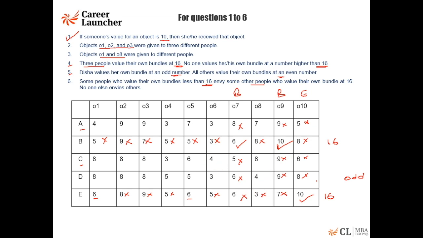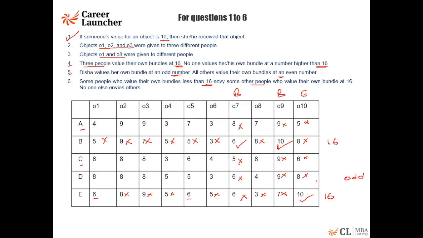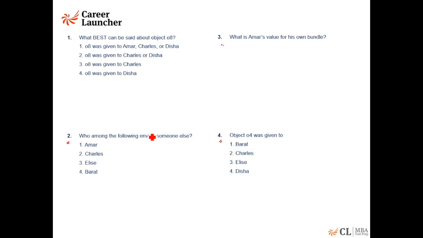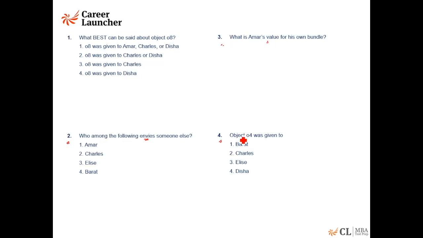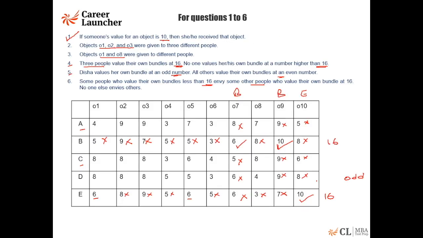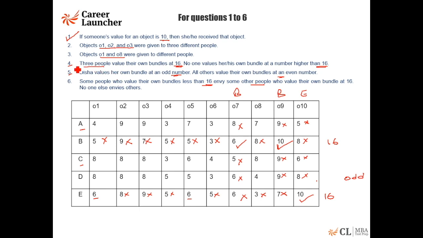Okay. Now quickly looking at the questions. What can be said about object 8? At present we don't know anything about object 8. Who envies whom, we don't know. Amar's value for his own bundle, we don't know. Object 4. Object 4 has not been given to B and E, so B and E can be removed from object 4. Object 5. Object 5 has not been given to B, so that doesn't help at all. Object 1, we don't have any information. So we don't have anything more at this point of time.